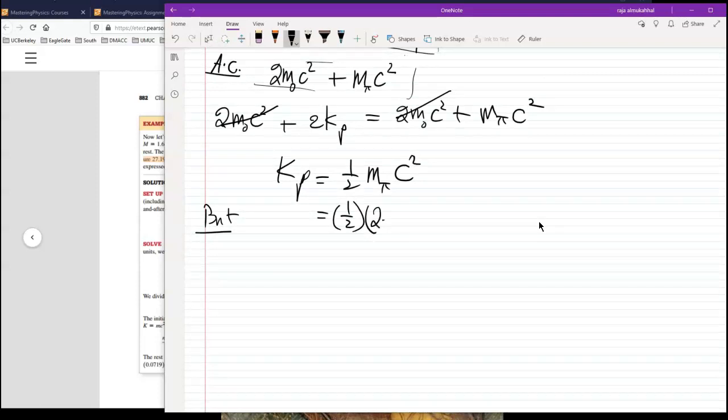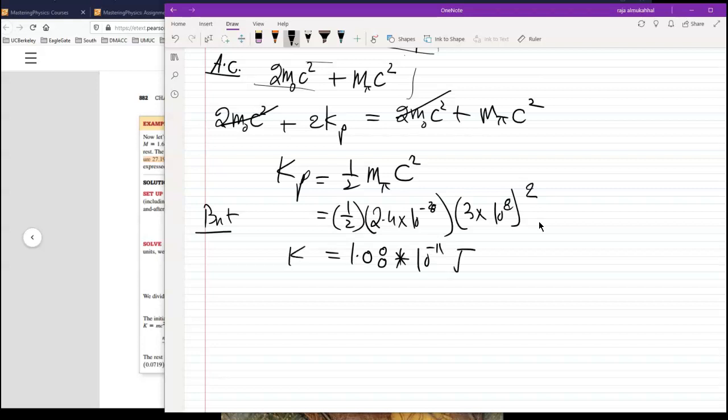So I have 2.4 times 10 to the negative 28 times c squared, which is 3 times 10 to the 8 quantity squared. And when I calculate that, I will end up with 1.08 times 10 to the negative 11 joule. This is the kinetic energy. I'm not interested in it, but this is the kinetic energy.